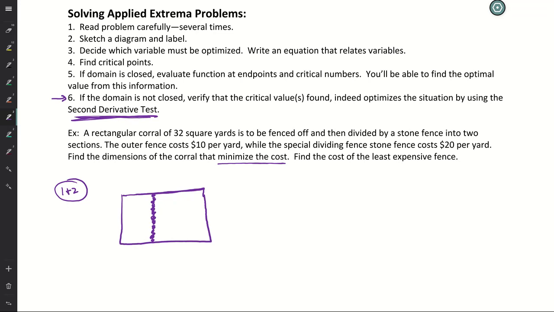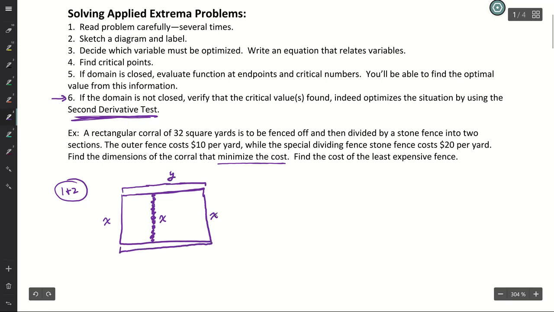Notice here that we're going to need at least two variables. We'll need a variable, let's say x, for this particular length. If that's x, this is x as well, and so is this over here. And then I'm going to say that this entire length here is going to be y. Obviously, if that's y, then so is this. I'm also going to make a note that both x and y are greater than 0. If x or y is 0, then we're not going to have a rectangle. We definitely can't have negative numbers.